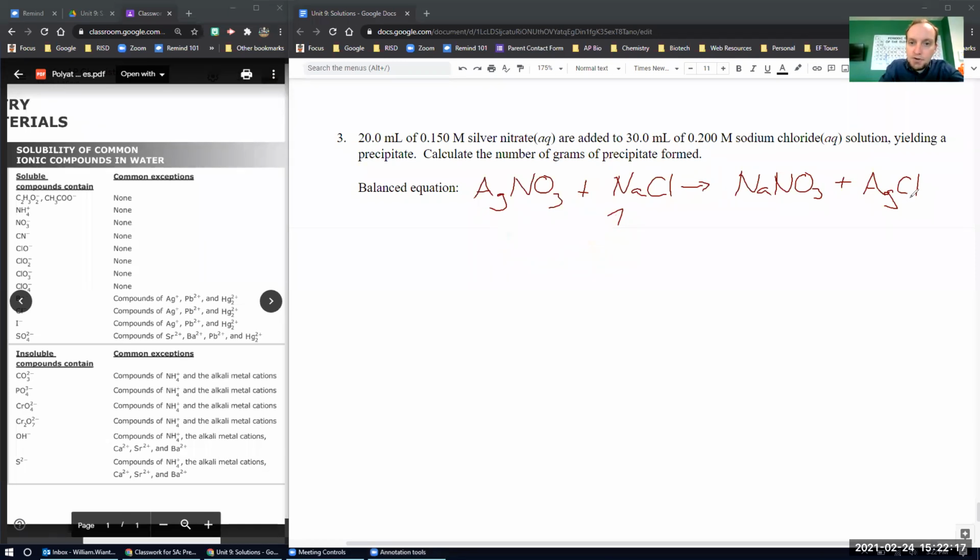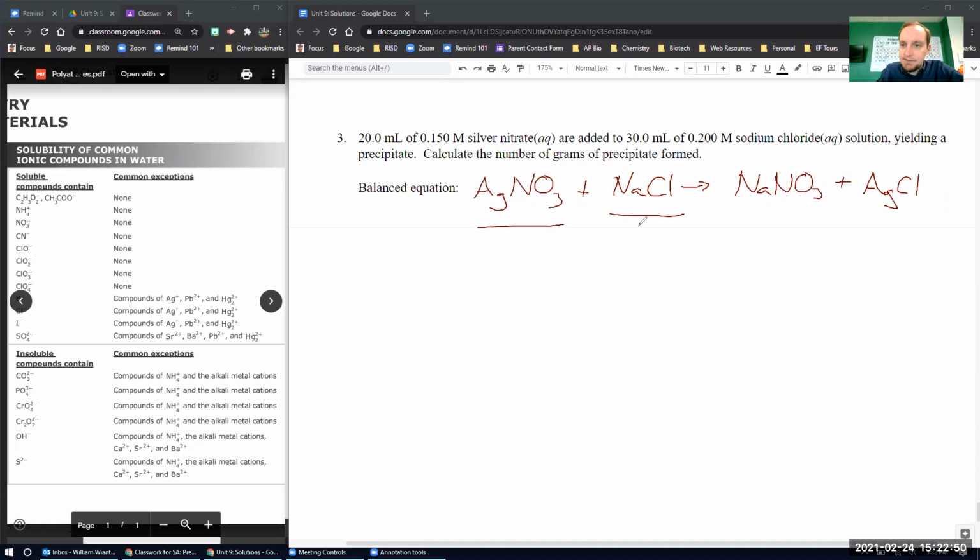Again, very generous. These compounds are really easy to solve for. It is already balanced. Everything is 1. We have 1 of everything, so it is already balanced. It's a 1 to 1 to 1 to 1 ratio. All right, going back to the question, what we have here is 20 milliliters of a 1.5 molar silver nitrate. So that's for silver nitrate, this. Are added to another volume at another molarity of sodium chloride, yielding a precipitate. Calculate the number of grams of precipitate formed.